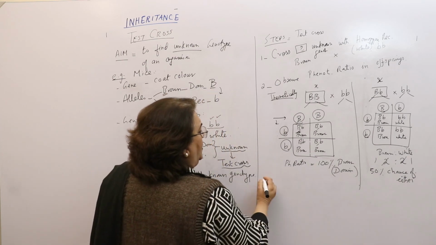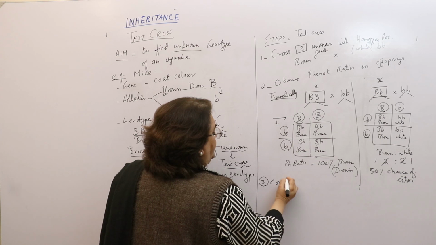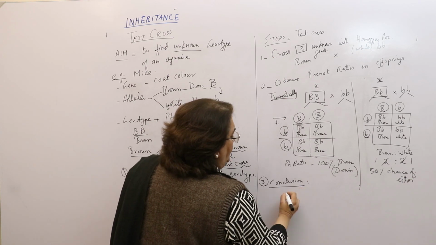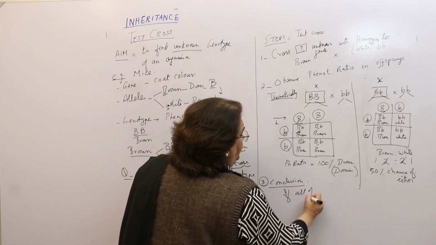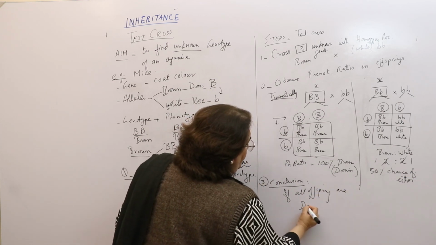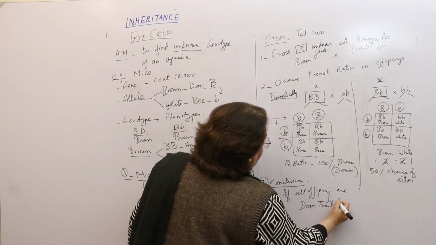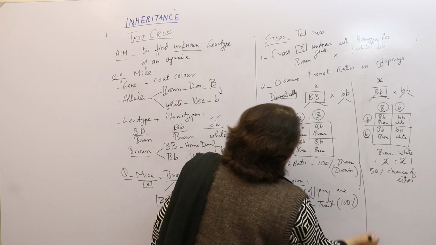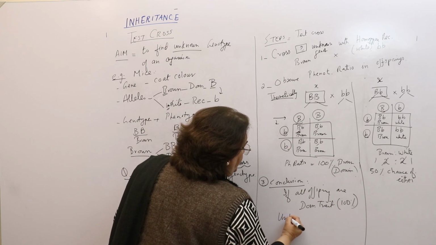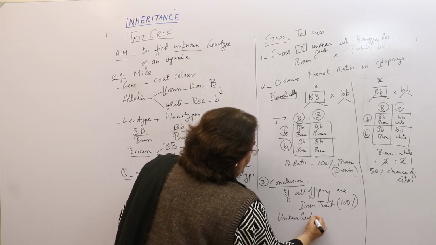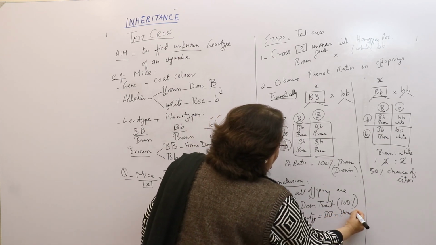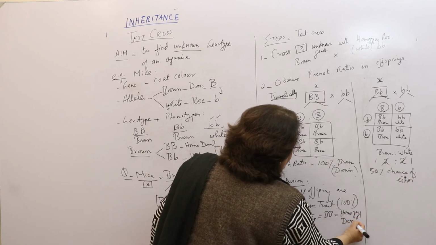We already know this. Now, the conclusion that we can draw, the third step, is that we have to conclude from this test cross that if all offspring are showing the dominant trait, like we said, 100% are showing the brown or the dominant trait, then the unknown genotype in this case would be capital B, capital B. In other words, it is a pure breed, and this will be a homozygous dominant organism.